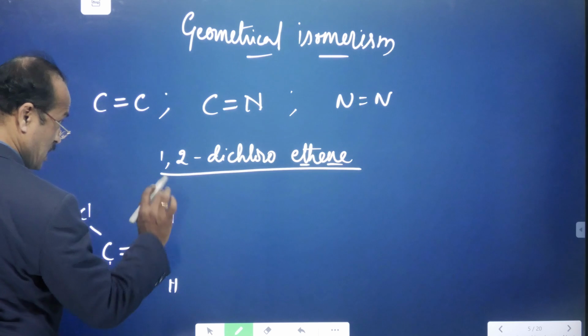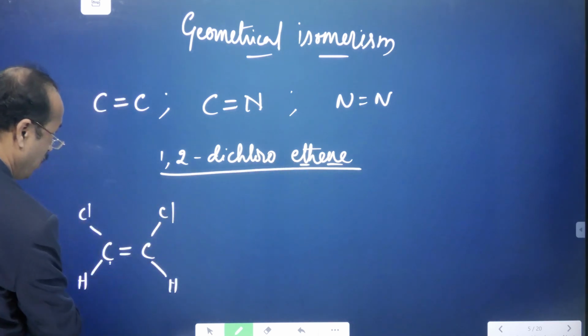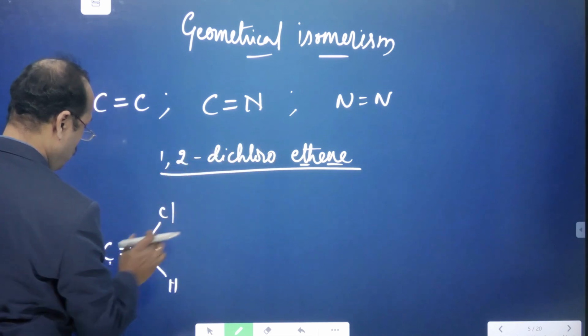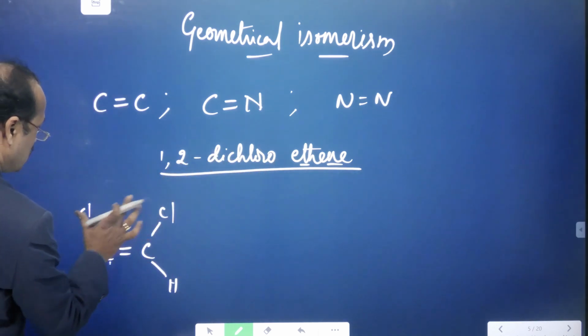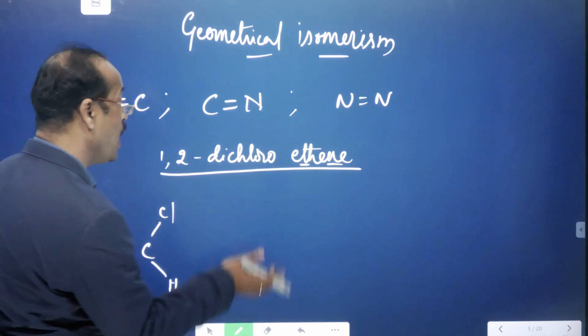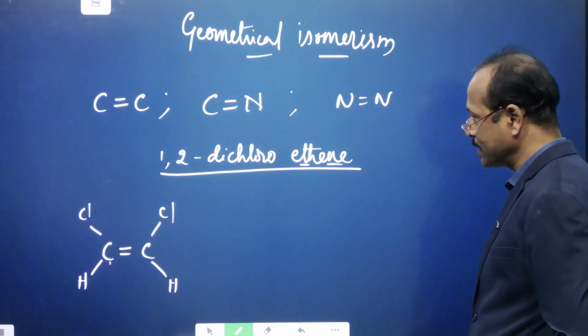This is one structure. See, eth means 2 carbons, ene means what? A double bond. And 1,2 dichloro means for first carbon, second carbon, 2 chlorines are there, remaining 2 I kept the hydrogen. Now, once again I write the structure for this one.